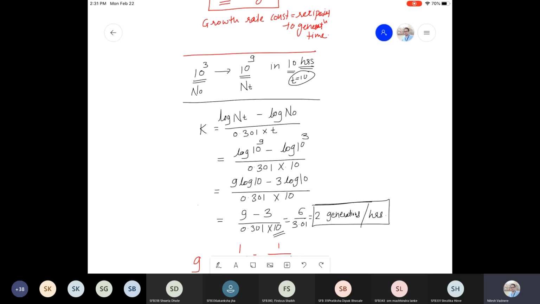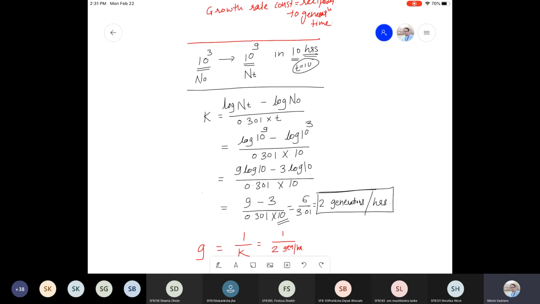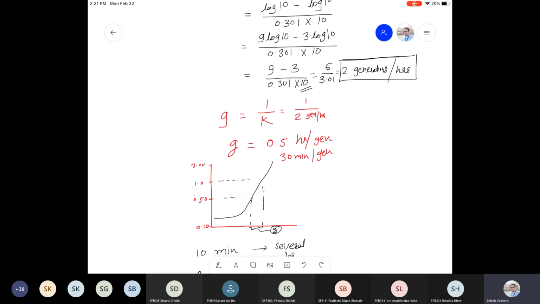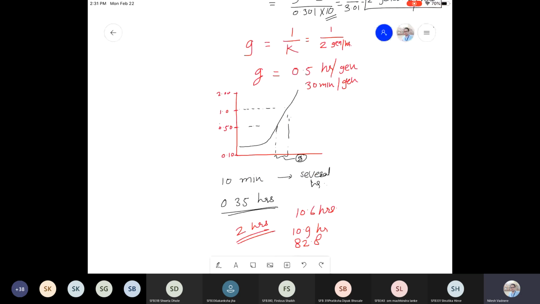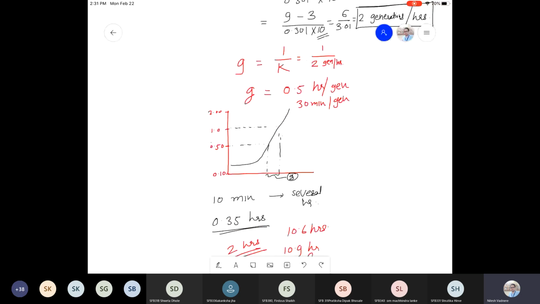And then from this growth rate constant, we calculated the generation time, which is the reciprocal of this k value. So g is equal to 1 upon k, or 1 upon 2. So g is equal to 0.5 hours per generation, or 30 minutes per generation. Okay. Have you understood all this?